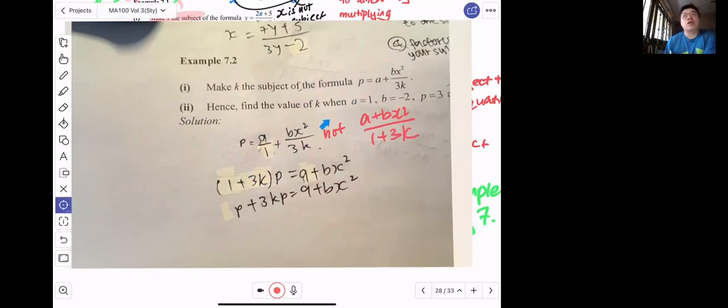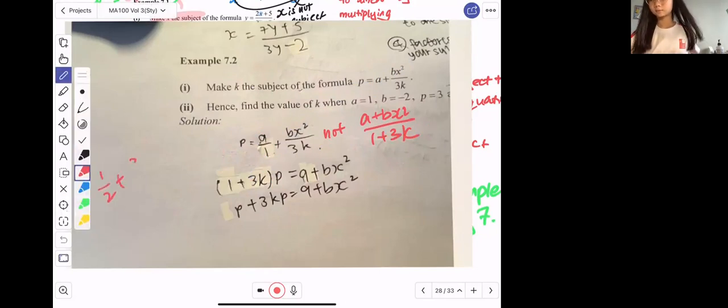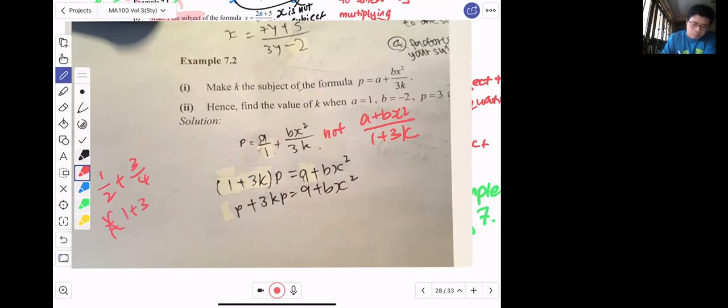Okay? The fraction cannot be seen this way. So you cannot see this as this. For example, 1 over 2 plus 3 over 4 is not the same as 1 plus 3 over 2 plus 4. This is illegal.